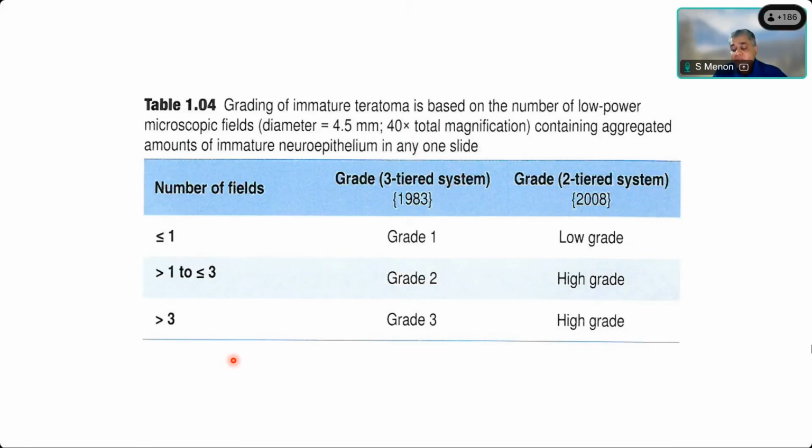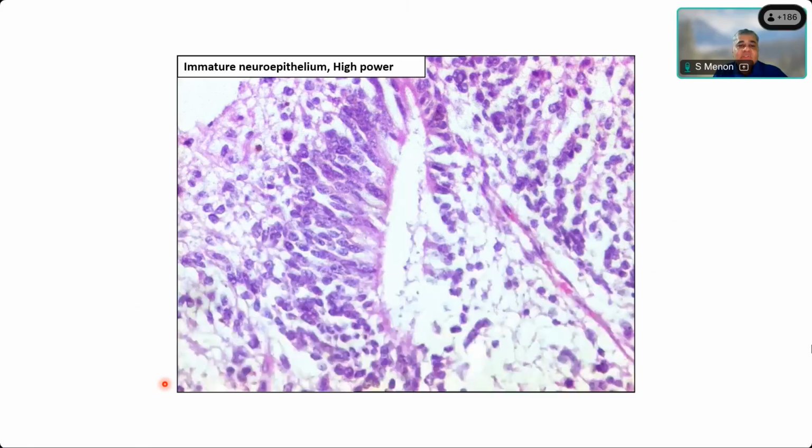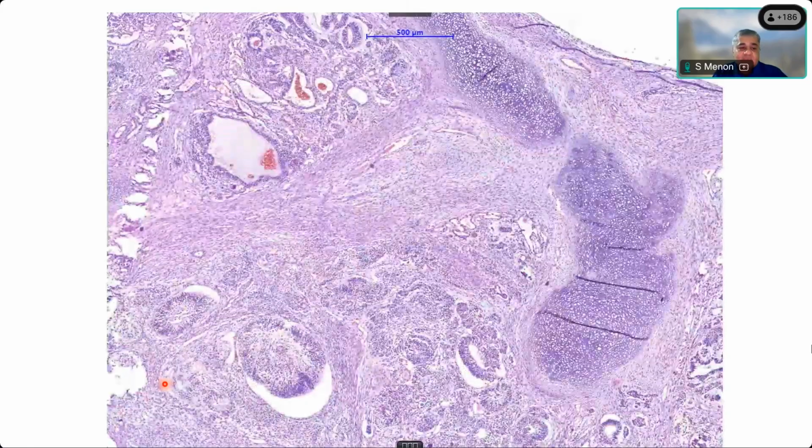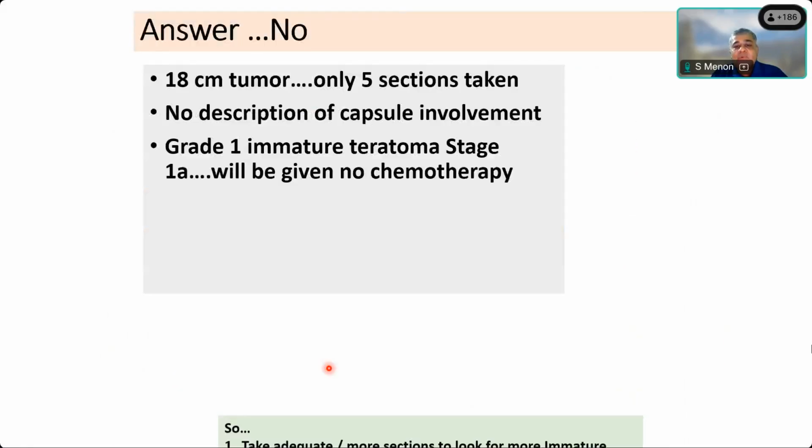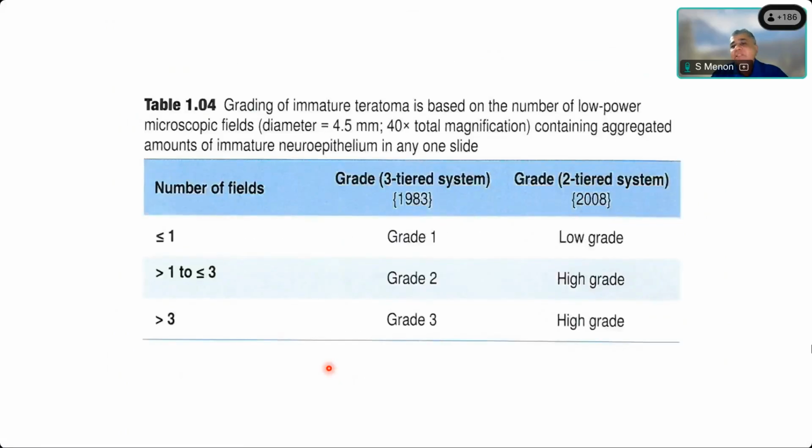We have seen immature neuroepithelium in our presentation here. This is how immature neuroepithelium looks. So this is like a 4x focus. Everything coming in a 4x focus will become grade 1. If it is more than 4x focus, then it becomes grade 2. You have this one, this one, multiple areas, but they all come in one 4x field. This will all come in a 4x field, so it's grade 1. As long as it is accommodated within a 4x field, it will be grade 1. That is what this means.